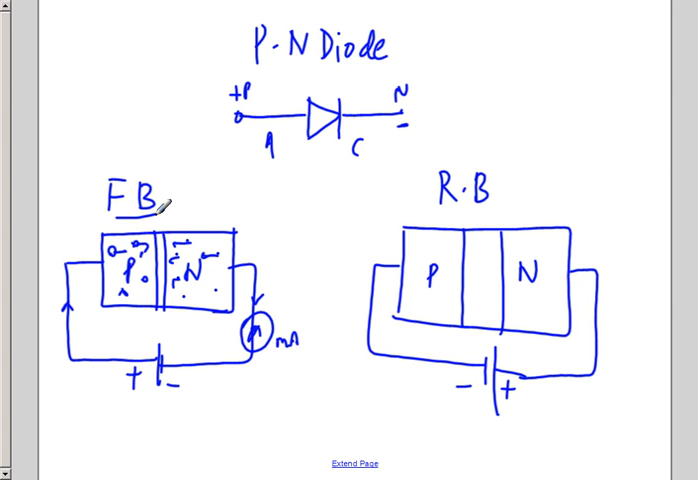Similarly, if I see the reverse bias, the majority charge carriers in the case of p-type are holes, and in n-type they are electrons. I have connected the negative polarity to the p-type material, and the positive polarity to the n-type material. Because they are opposite, the positively charged carriers will be attracted and move towards the negative polarity. So this will be moving away from the junction, and this will be moving away from the junction.